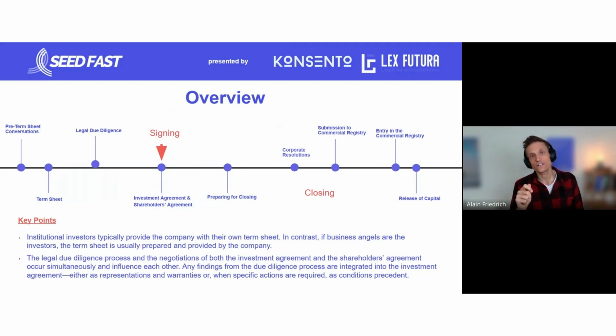Once the due diligence has finished and some of the findings might have been included in the investment agreement or the shareholders agreement, these documents are signed. Usually the signing is done by electronic signatures. Quite important here, it's not done yet, because after signing the investment agreement and the shareholders agreement, this is time for the closing.